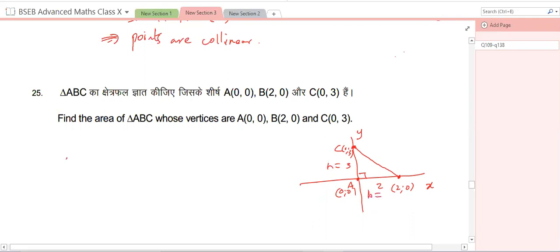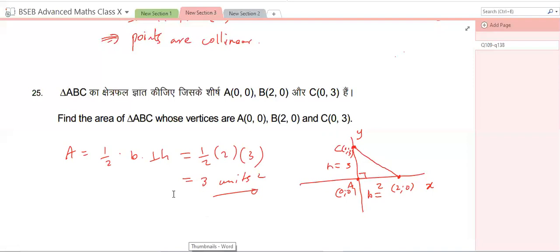So what we can say is area is equal to half base times perpendicular height. Half, base is 2, height is 3. So what we have is 3 units squared. Area is 3 units squared.